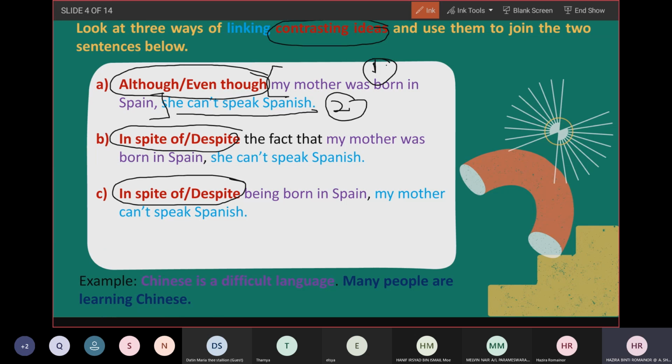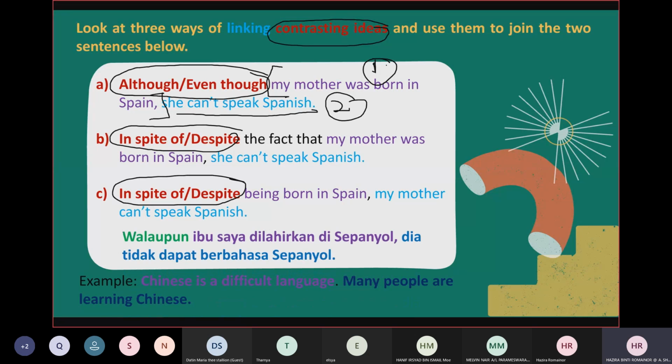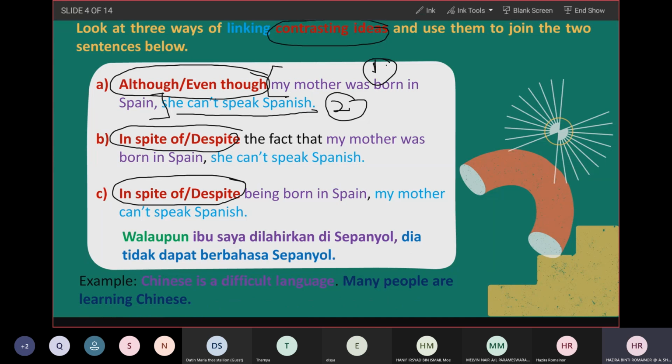So they give you example there. It's not example. Another question in yellow color. Okay, wait. Okay, another yellow color. Chinese is a difficult language. Many people are learning Chinese. Itu ada ayat yang berbeza, tapi dia suruh awak sambungkan menjadi satu ayat dengan menggunakan contoh-contoh kata hubung yang dinyatakan atau diberikan di atas. So I give you 2 minutes. How you are going to combine those sentences into one sentence. Macam mana awak nak combine ayat tu menjadi satu ayat.